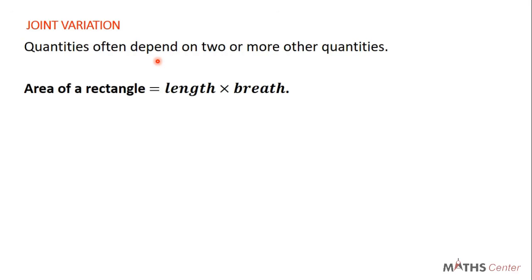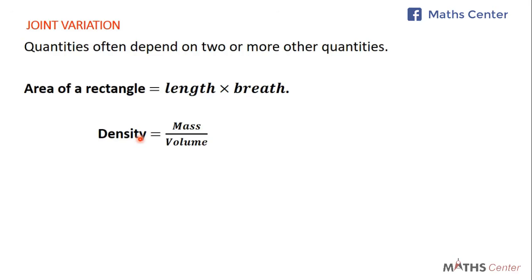For example, let's consider the formula for the area of a rectangle. From the videos on mensuration, we learned that the area of a rectangle is equal to length times breadth. Looking at this formula carefully, we can see that the area of a rectangle depends on both the length and the breadth. So the area A depends on the length L and the breadth B.